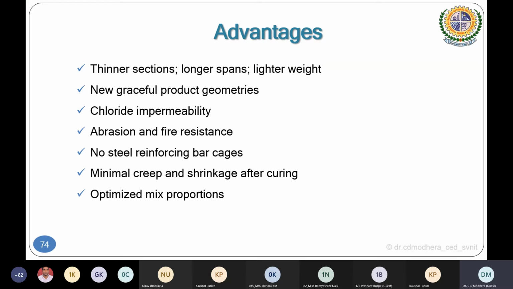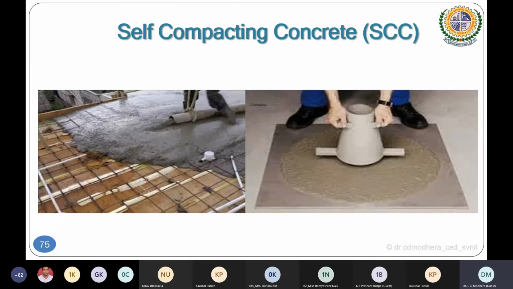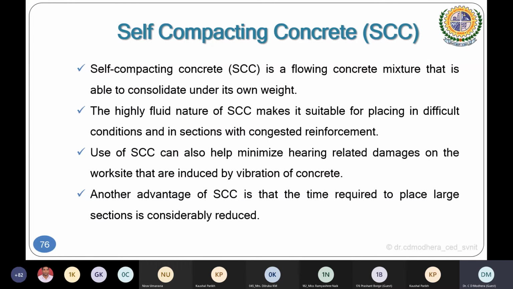Fire resistance also plays a key role. Fine. No steel reinforcing bar cages. Then minimal creep and shrinkage after curing. Optimum mix proportion. So I think these are the things I was talking about with this word in the previous slide. That is self-compacting concrete. Itself, due to gravity, it will go to its respective place. That is the physical meaning.